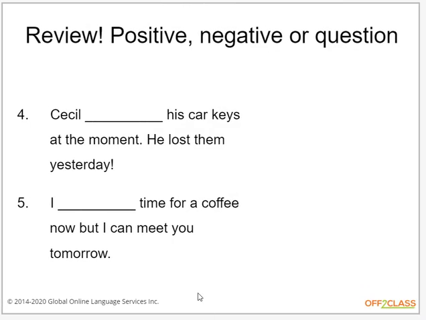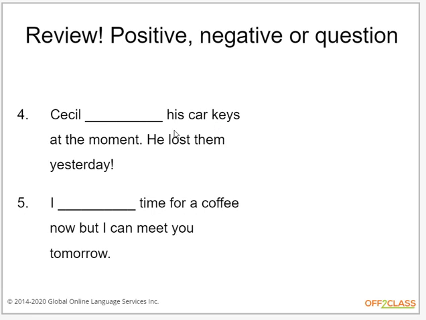So here's some more exercises to try out. Cecile blank his car keys at the moment. He lost them yesterday. So what was it? What's the correct conjugation here? What do we do here? So what can we derive from here?